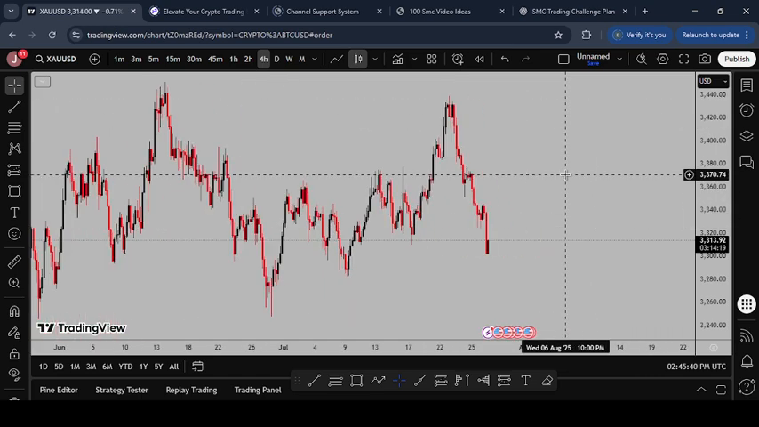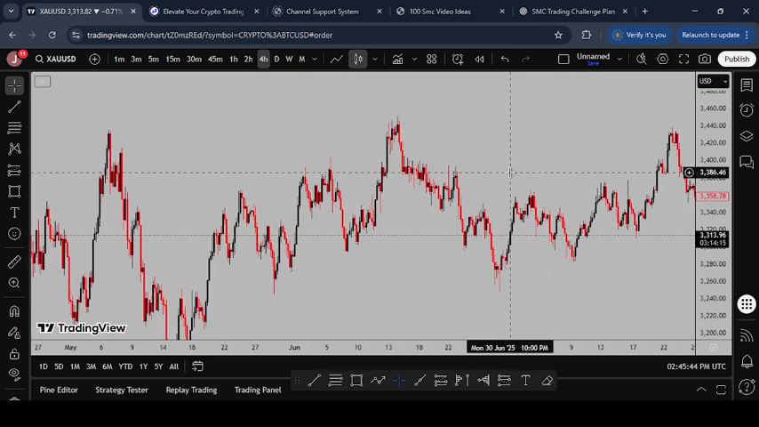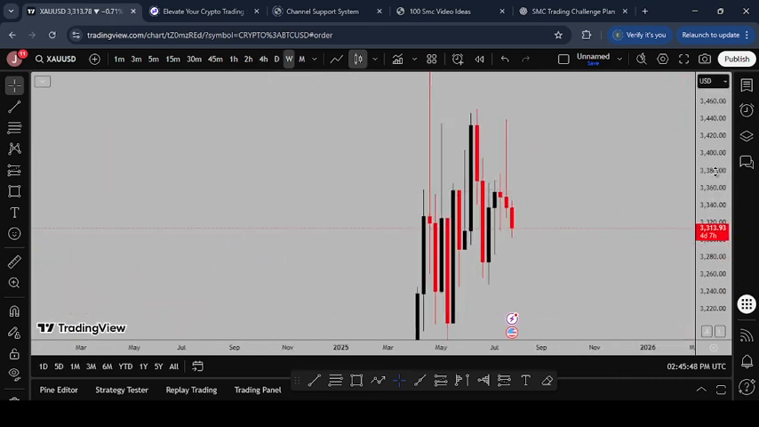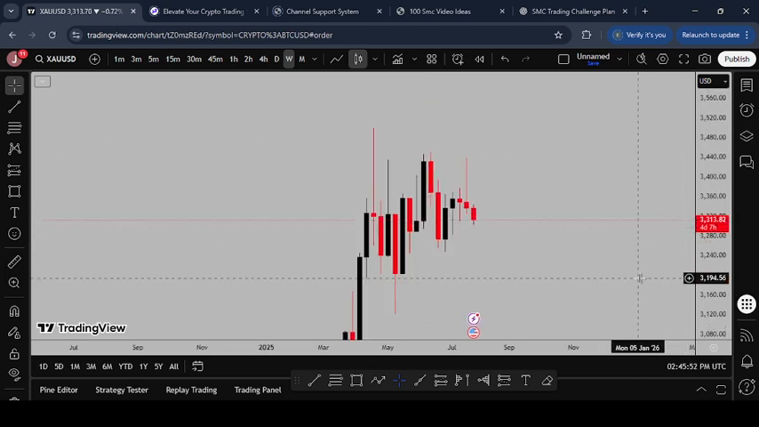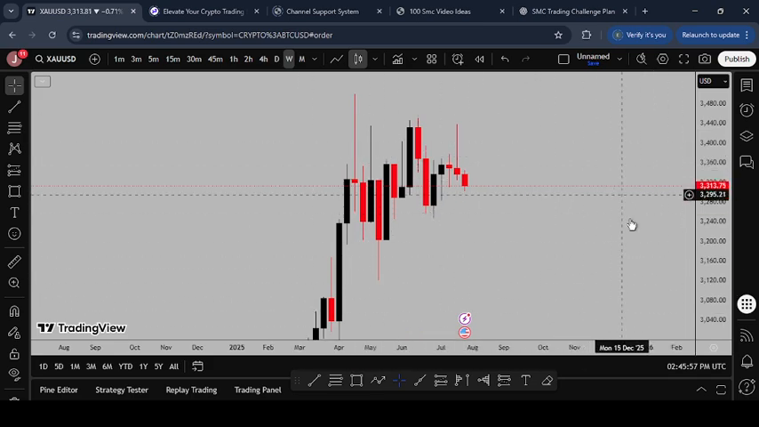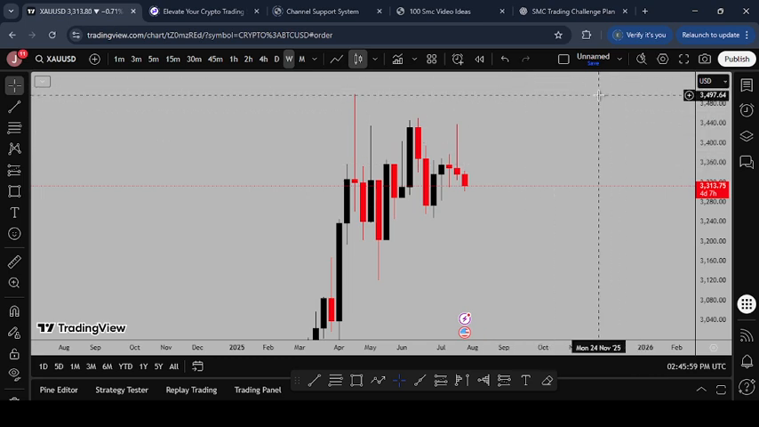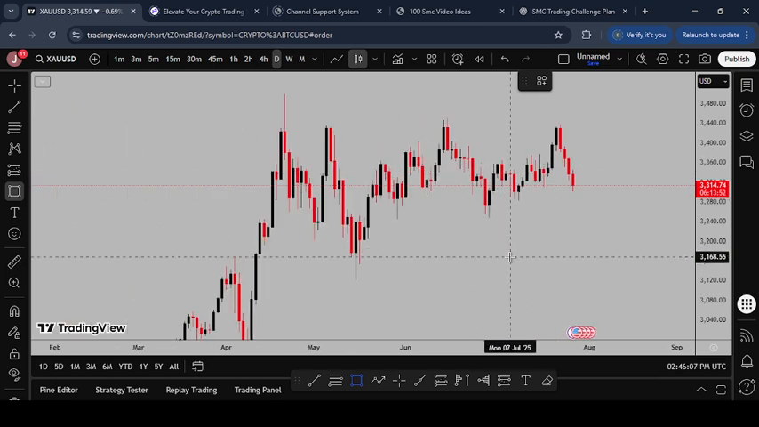For example, this is gold USDT. This is gold. Now, if I go to, say, the weekly time frame, I want to map out the direction. That is, I want to look for directional bias based on key levels where gold has been bouncing off. If I go to, say, daily, I can see things very clearly.